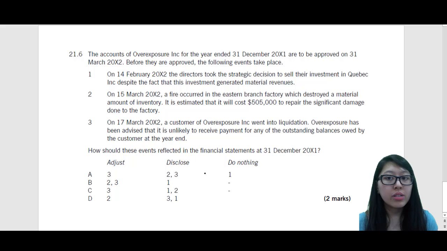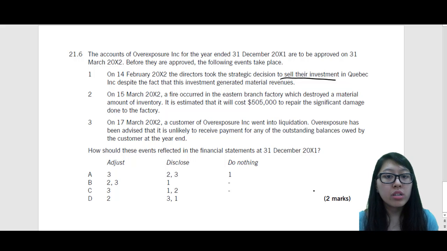In this question, we are given a choice as to whether to adjust, disclose, or do nothing. So let's take a look at the first event. On 14 February 2002, the directors took the strategic decision to sell their investment, despite the fact that this investment generated material revenues. The key word here is that they have decided to sell their investment after the year end. And therefore, something that is material like this should be taken into the new financial year. And therefore 1 should only be disclosed.